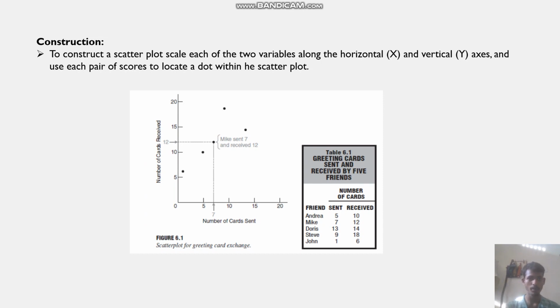To construct a scatter plot, scale each of the two variables along the horizontal x and vertical y axis and use each pair of scores to locate a dot within the scatter plot. As we discussed, the number of cards sent is taken as the x-axis and the number of cards received is taken as the y-axis, plotted according to the given dataset.